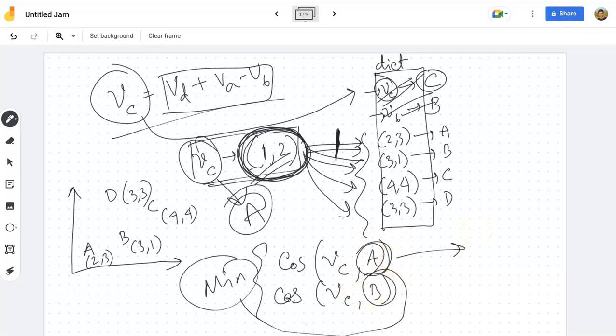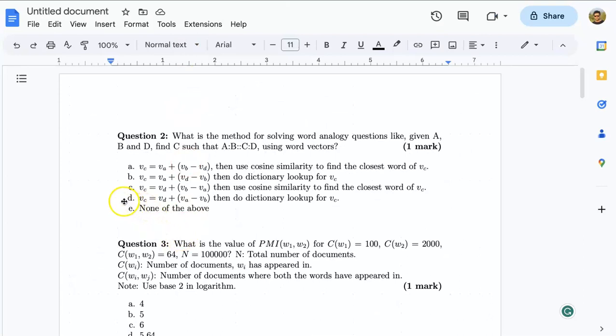Okay, but if we see in the options, D is fine, so we'll find the VC, but they are saying do a dictionary lookup. With a simple dictionary lookup, it is not possible to find the corresponding word. So the correct option will be none of the above. D would be the correct option if they didn't say to do a dictionary lookup.